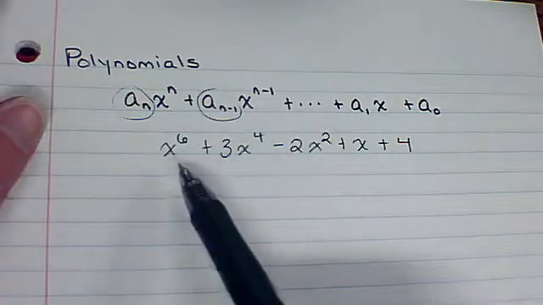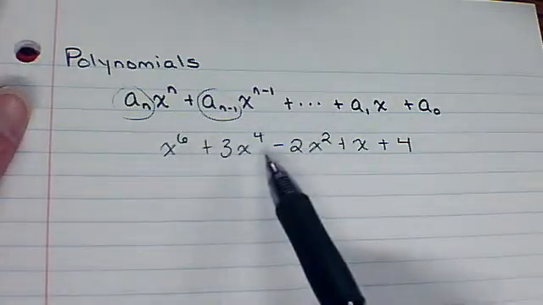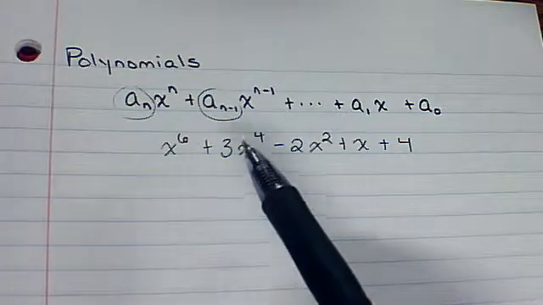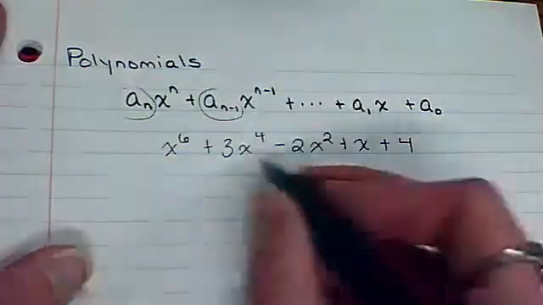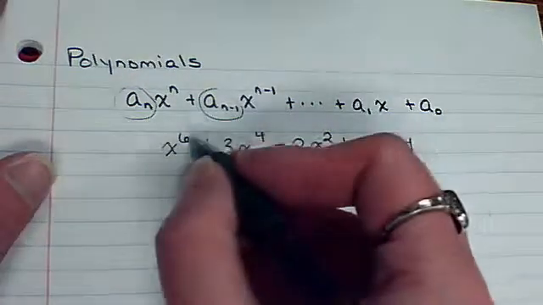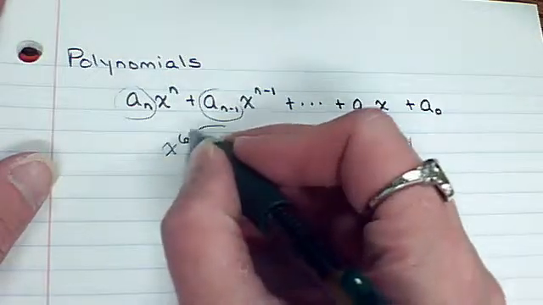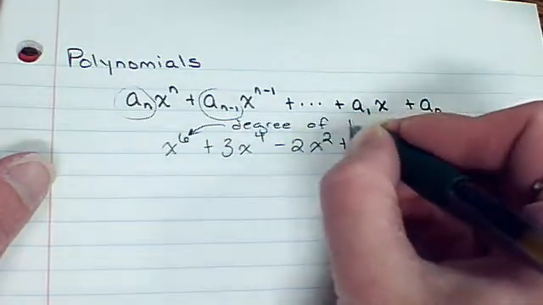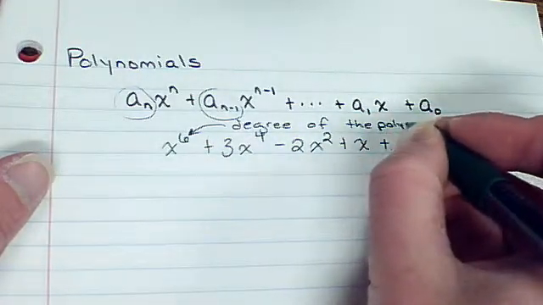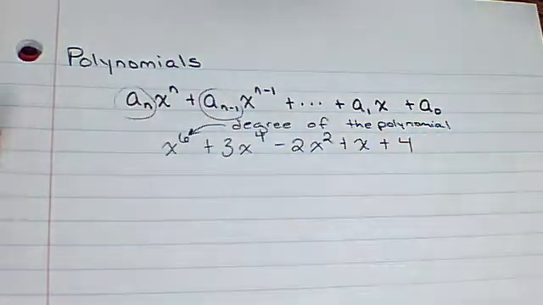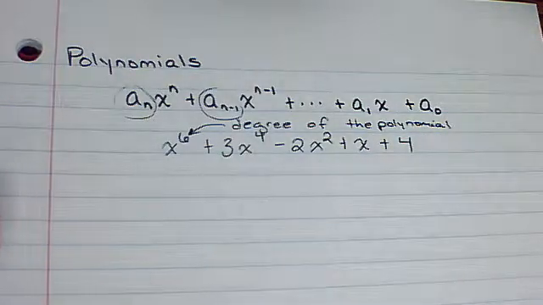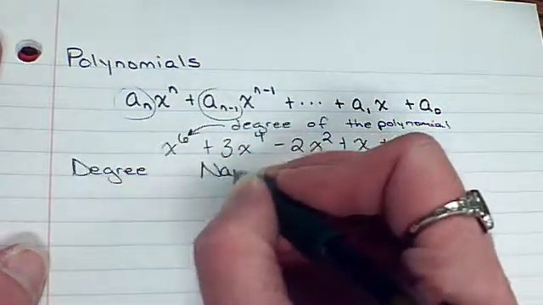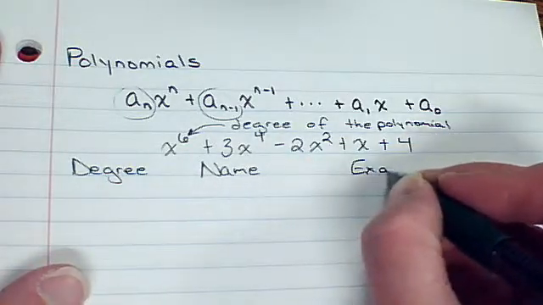The other thing I want to note is that some are missing, right? Like x cubed and x to the 5th. That would mean it has a coefficient of 0 if it's not there. And we always write them in descending order. The largest exponent is considered the degree of the polynomial. And we can name them special by their degrees. Degree, the name. And let's do an example too.